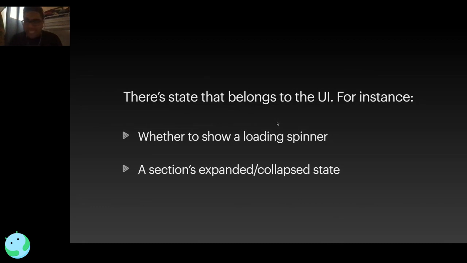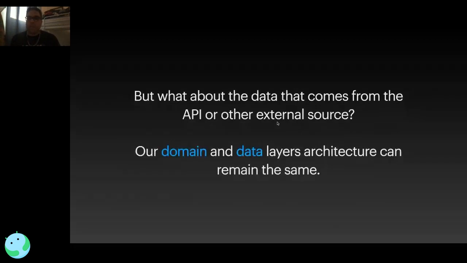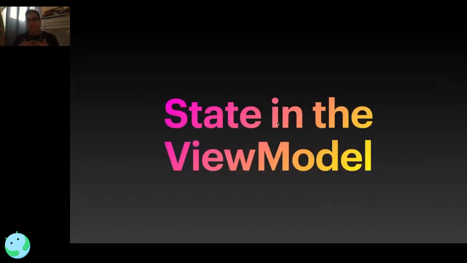But what about the data that comes from the API or other external source? When we are integrating Compose or migrating to Compose, our domain and data layers architecture can remain the same. We will just be changing the presentation layer basically, and the view models remain almost the same. But I will show you later how to store your state in the view model, which is our next topic: state in the view model.